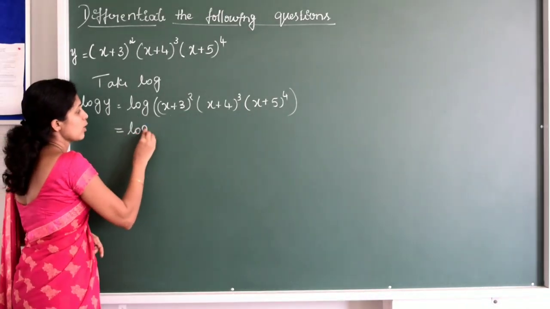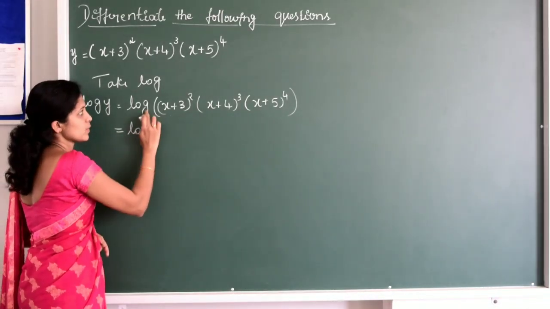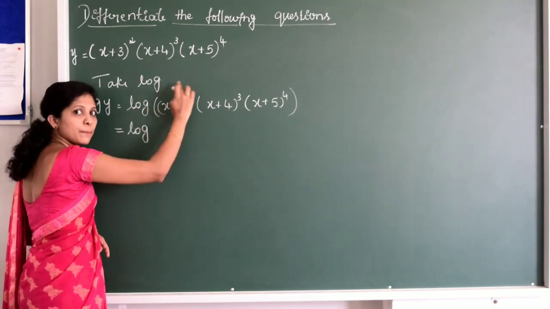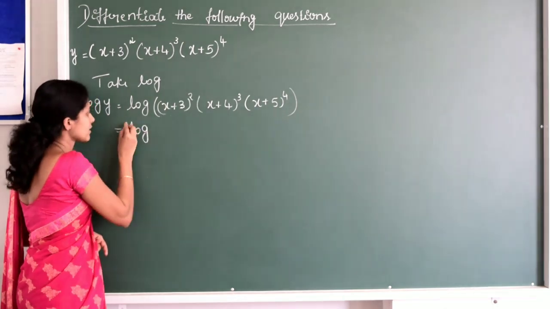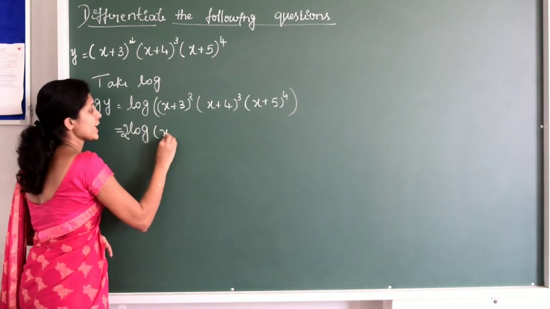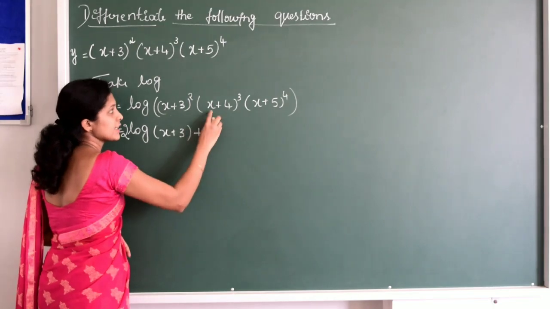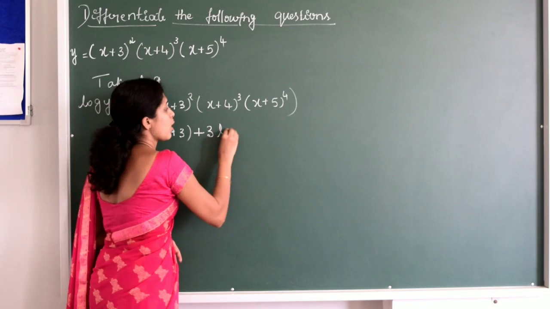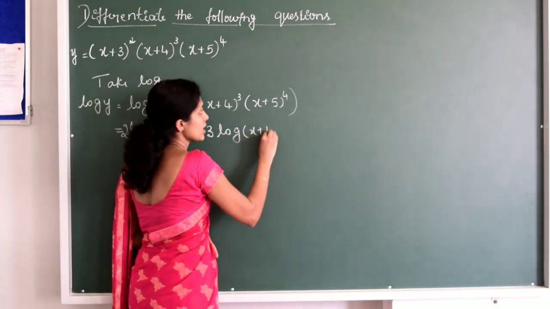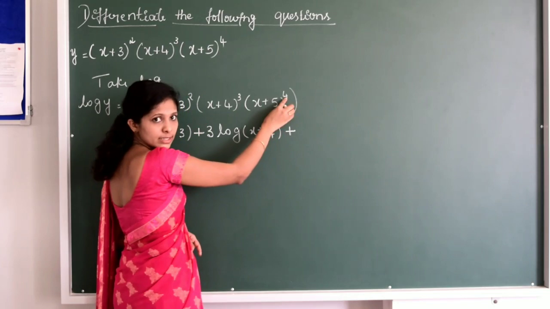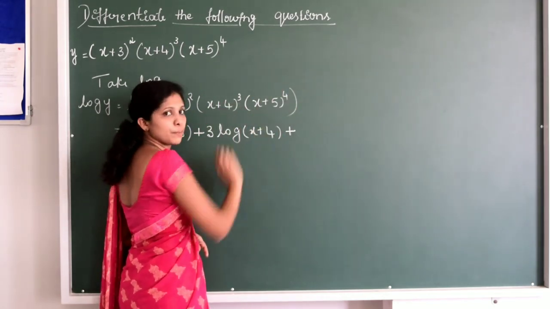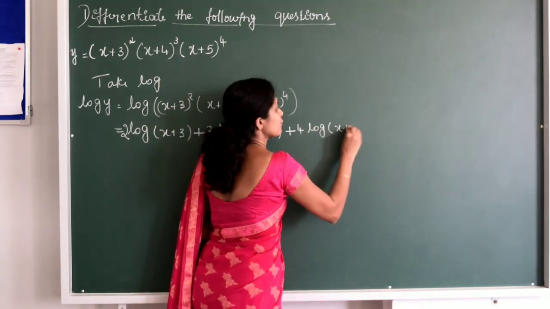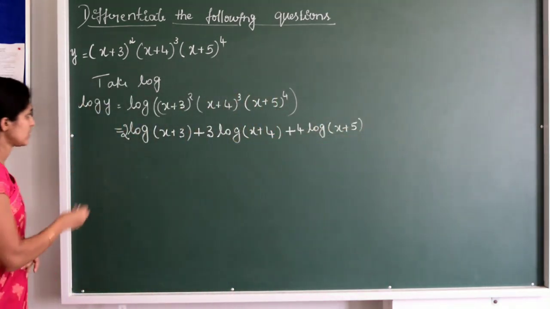See, no need to write this directly, you can go with this one. Log of (x plus 3) whole square. Again it is of the form log m to the power n, it is equal to n log m. So I can write 2 into log of (x plus 3), plus log of (x plus 4) whole cube, so it is now 3 log of (x plus 4). Last term will be plus 4, is it clear? Log of (x plus 5) whole to the power 4, we can write as 4 into log of (x plus 5). Now we have to differentiate this with respect to x.